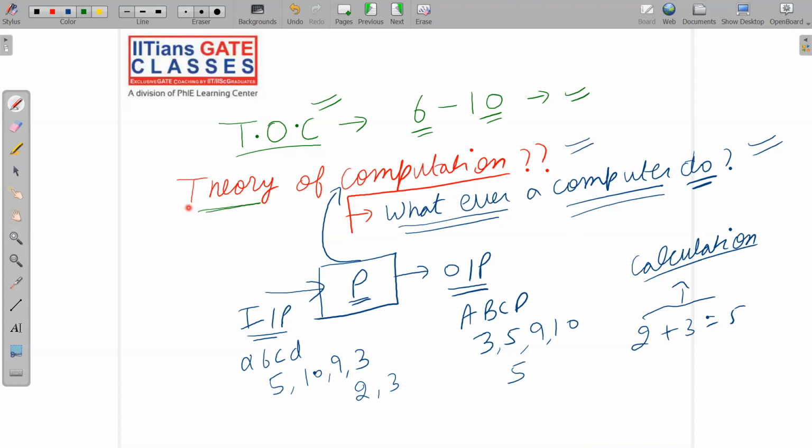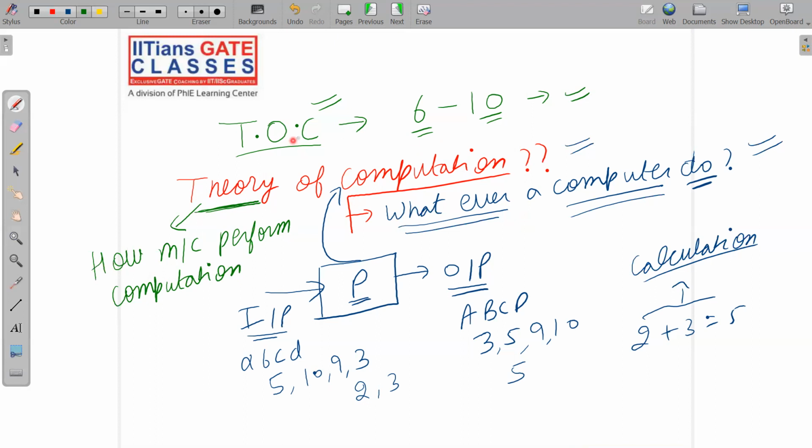Next, what is this theory? Theory here means how machines perform these computations. How actually a machine performs this computation. This is the basic meaning of theory here. That is, we will deal with the theoretical aspects related to the computation itself.